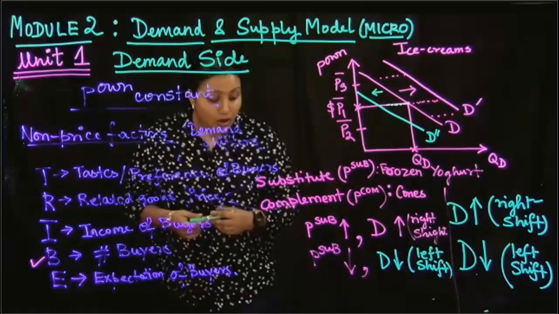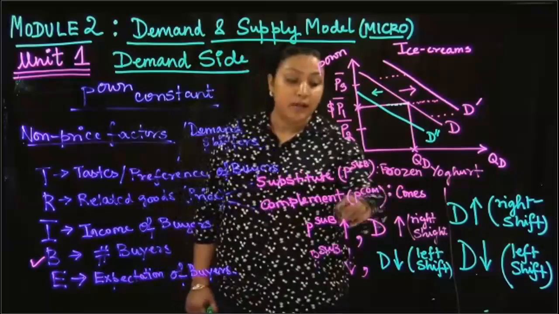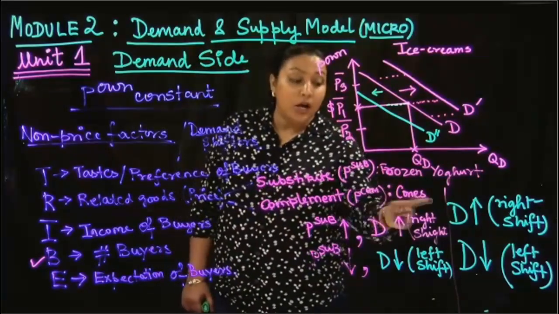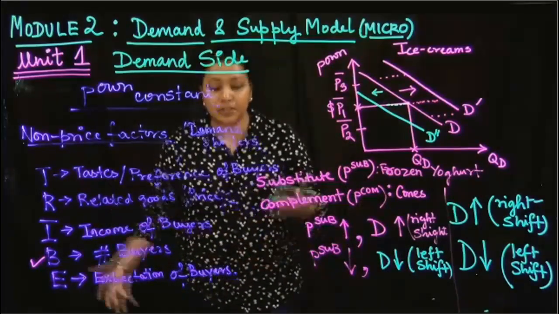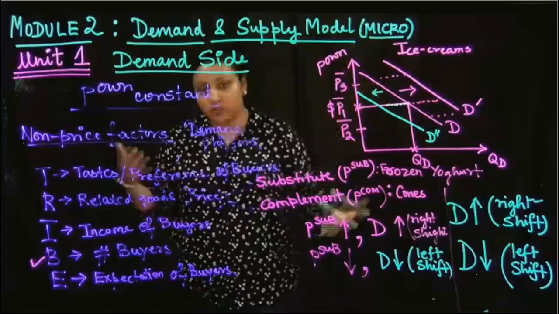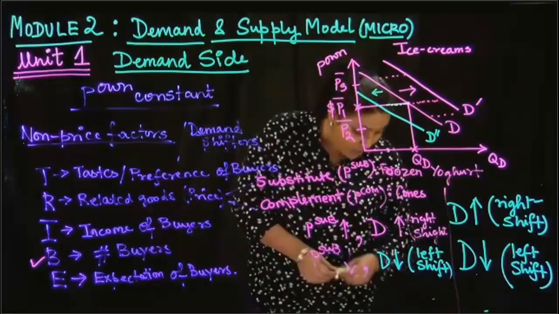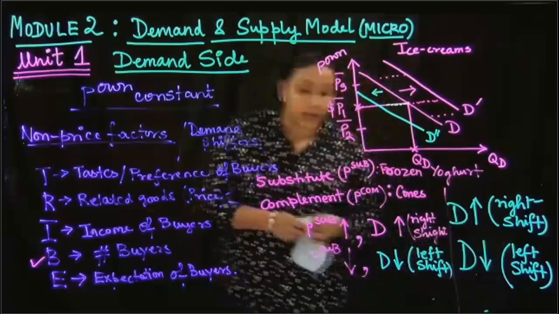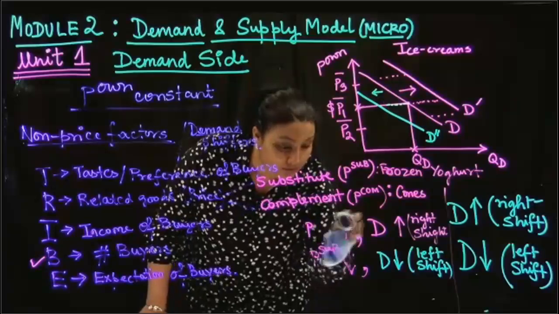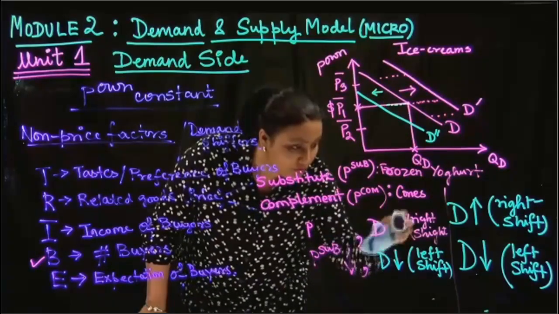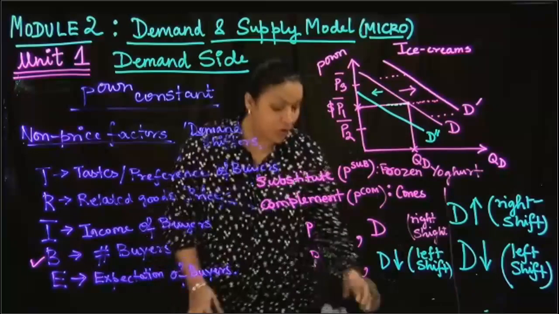Okay? Now, what would happen in case of a complement? Remember, complements are being consumed together. They are going hand in hand, right? Something like DVD players or ice cream and cones. So if the price of a complement goes up, I will try to put this in the same place. So I'm going to wipe this out and see what the relationship is in case of a complement. Just talk about a complement here.